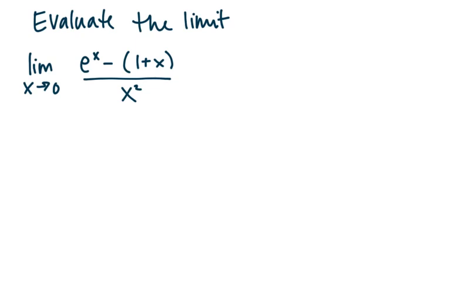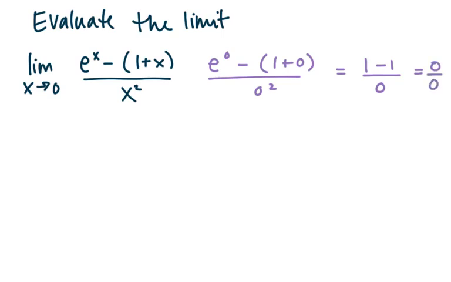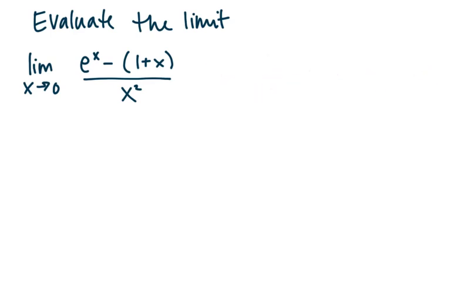If we tried to evaluate this limit, we would get e to the 0 minus 1 plus 0, over 0 squared. E to the 0 is 1, minus 1 plus 0 is 1, over 0. We have 0 over 0, which is an indeterminate form. So sometimes if we're dealing with complex expressions that we're trying to find the limit of, and we recognize that maybe there's a power series, a Taylor series hiding in there, we can use that as well. And this is just a different manipulation.